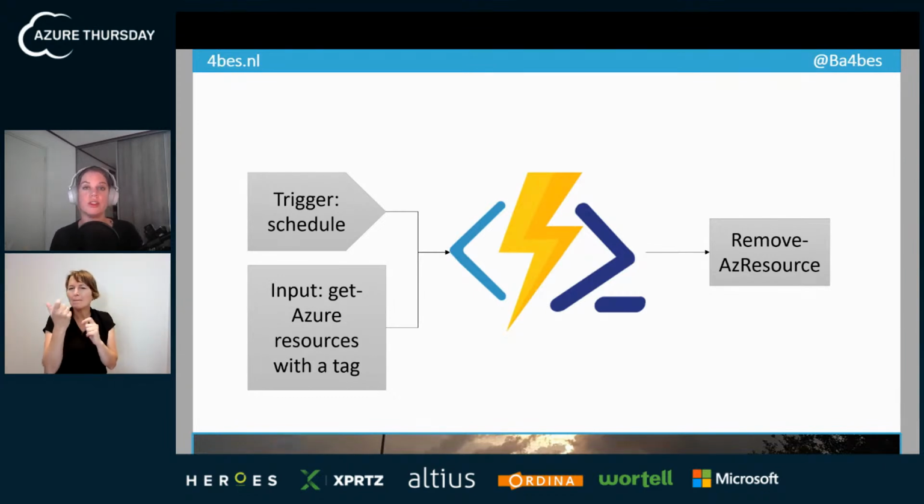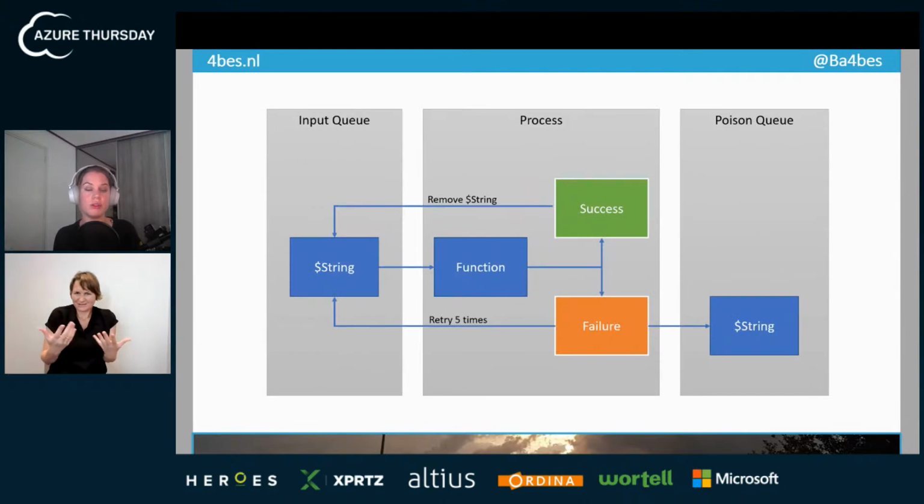And to do that, I used the message queue. And before I can get into the function app, I want to explain a little bit about what a message queue does. Message queue is in the storage account, and the base that you get is an input queue, and you put a string in there, and that can be any string. And that string can be used to trigger a function, and the function can do something with that string. After the function is done, it will end in success or it will end in failure. If it ends in success, it removes that string from the input queue. If it ends in failure, it will add that string back to the input queue for a retry.